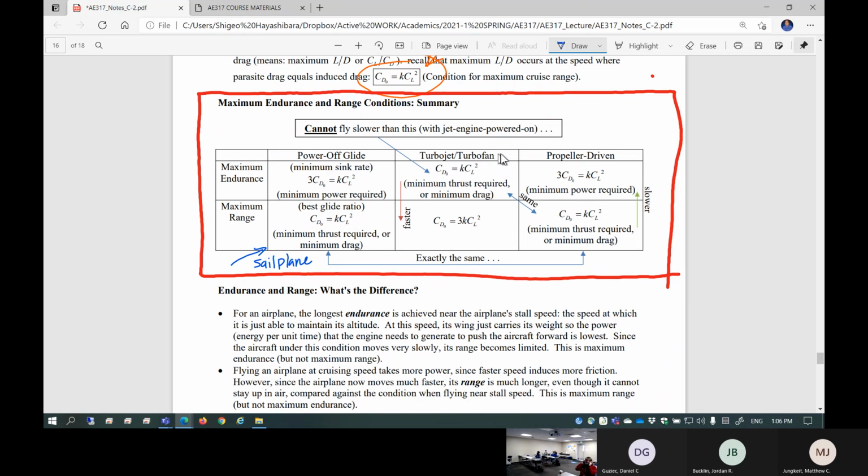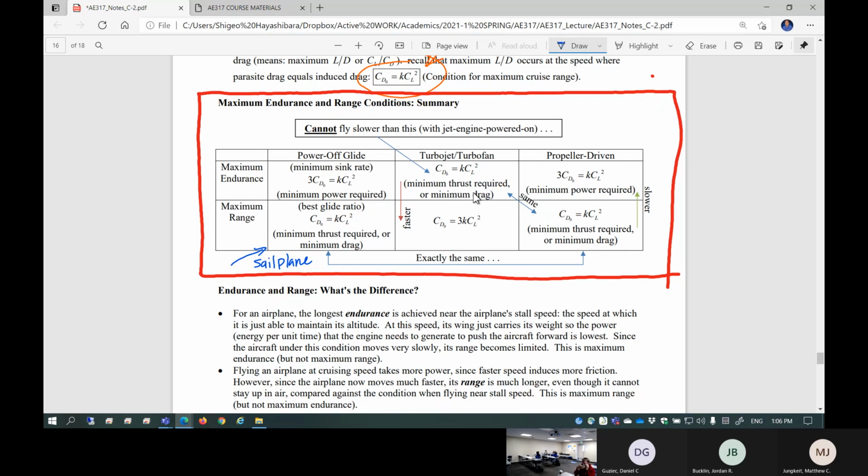Now let's take a look at the turbojet and turbofan. Of course, the engine comes into play. Jet engine is not very good for low speed. In other words, it's going to stall if you slow down too much. So there's a limitation for how slow you can fly for turbojet and turbofan airplanes. So maximum endurance is as slow as you can fly as humanly possible if you have a turbojet turbofan airplane.